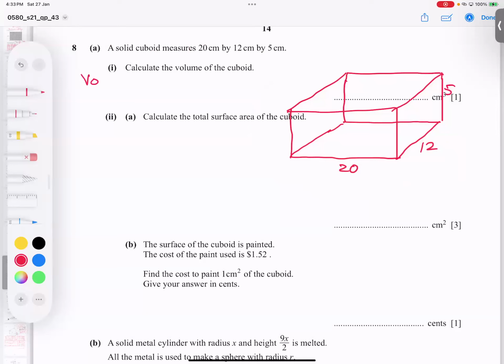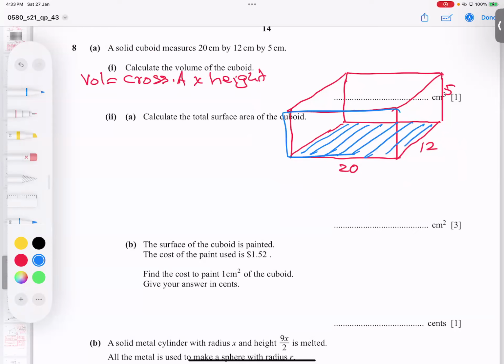Then what volume formula do we use? The volume formula we use basically is cross area times length or height. No problem at all. I'm using height. Which shape will we take as cross area? For example, this blue shape I take as the cross area, although you can take the front part even, no problem at all. The same answer comes. So 20 into 12 is called cross area.